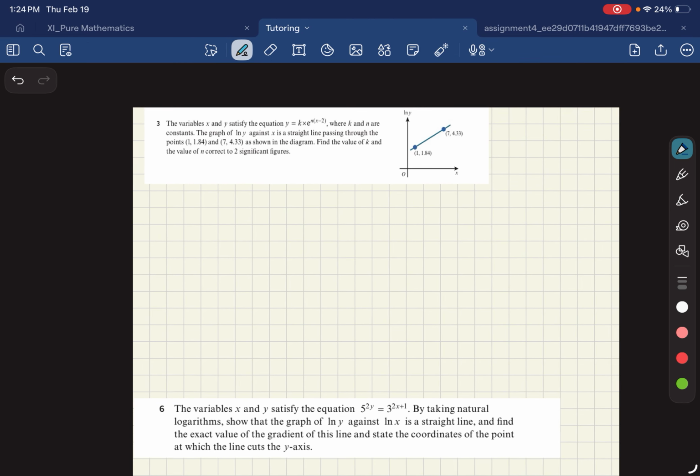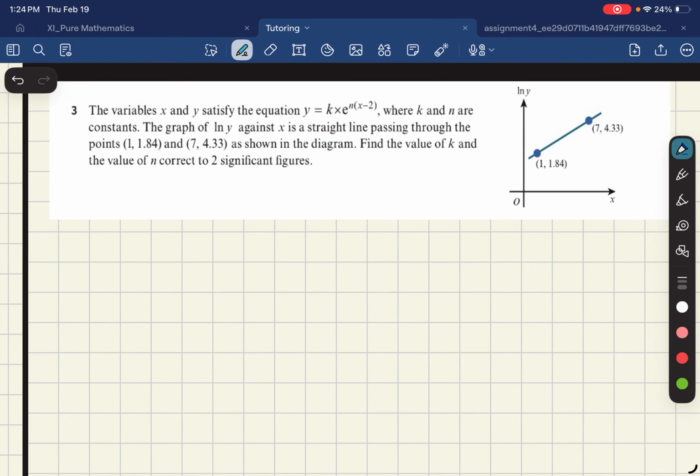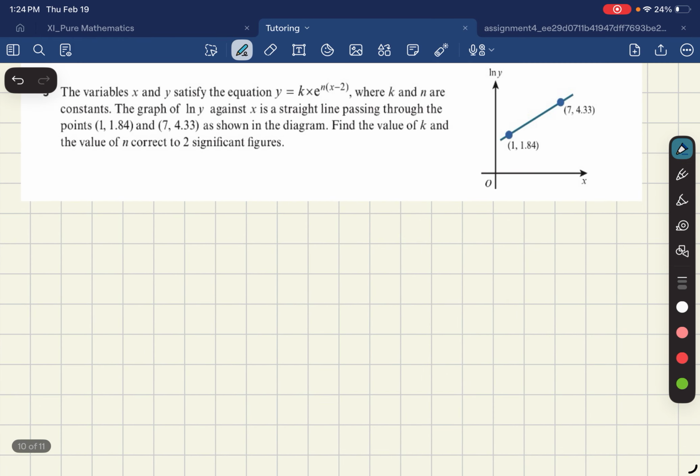So let's do question 3, and I'll leave questions 4 and 5 to you as practice. I think in question 4, you have to take log base 10 and not the natural log because it makes your life easier, but I leave it for you to practice on your own. The variables x and y satisfy the equation y is equal to k e to the power nx minus 2, where k and n are constants. The graph of ln y against x is a straight line passing through these two points, as shown in the diagram. Find the value of k and the value of n to two significant figures.